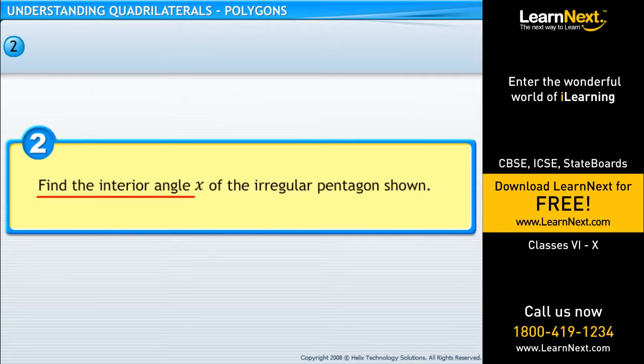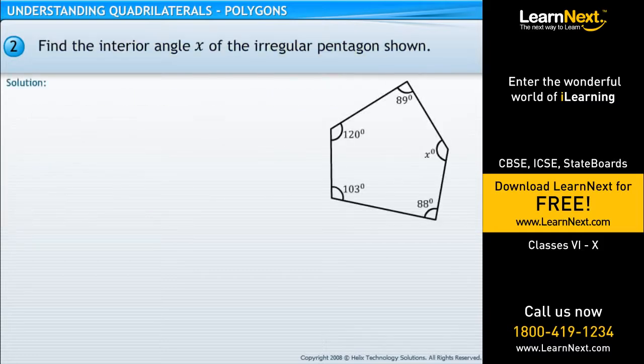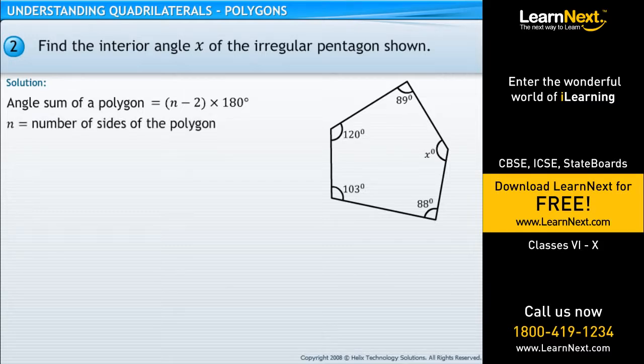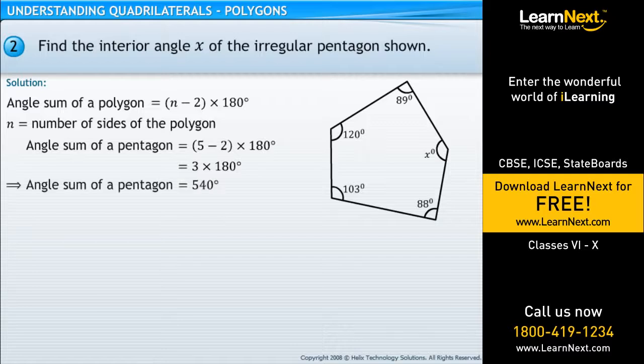Find the interior angle x of the irregular pentagon shown. To find the value of x, we'll first find the angle sum of the pentagon. We know that the angle sum of a polygon is given by the formula (n-2) multiplied by 180 degrees, where n stands for the number of sides of the polygon. The pentagon has 5 sides. Therefore, we will substitute n as 5 in the formula. This implies that the angle sum of the pentagon is 540 degrees.